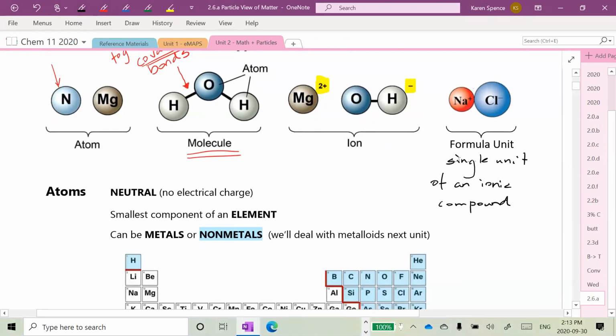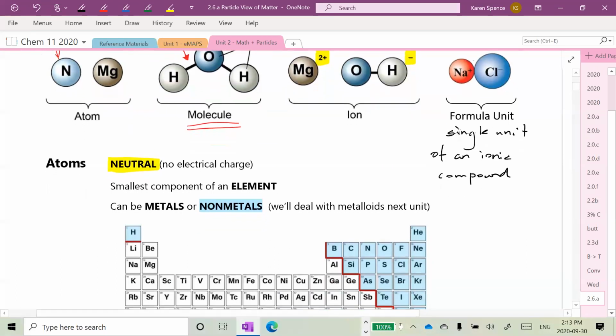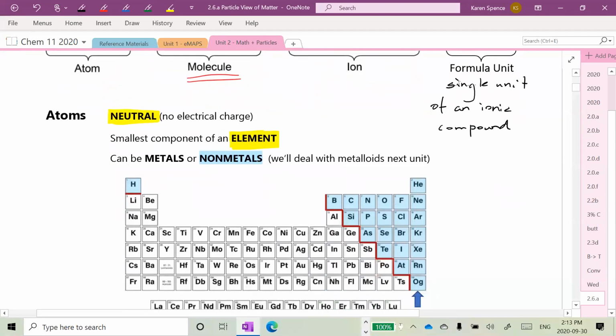Atoms. You'll notice that unlike the ions, the atoms do not have a charge. They are neutral, neither positive nor negative. They do contain positive and negative charges, but overall they are neutral. An atom is the smallest component of an element. And our elements can either be metals or, as you can see on the shaded portion of this diagram, they can be the non-metals. The non-metals are over here, and the metals are here.